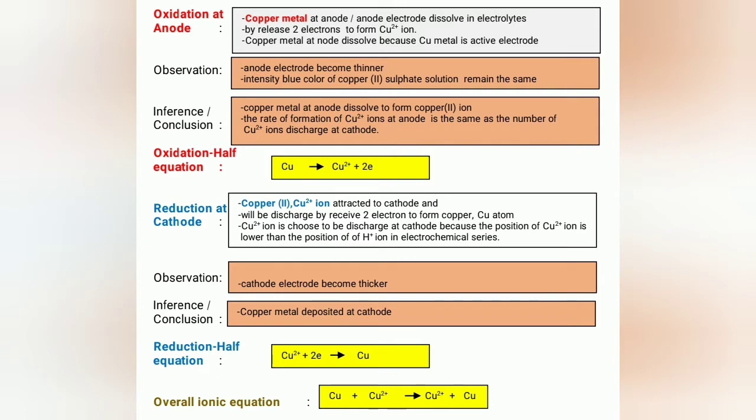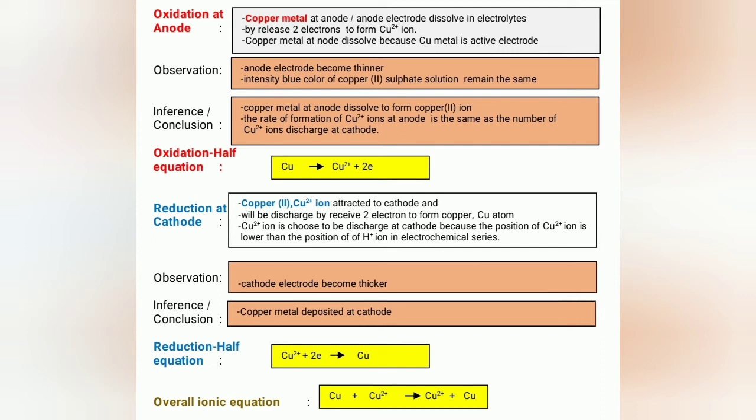In this electrolytic cell, oxidation still occurs at the anode, but copper metal at the anode undergoes oxidation by releasing two electrons to form copper(II) ion. So copper metal acts as a reducing agent.